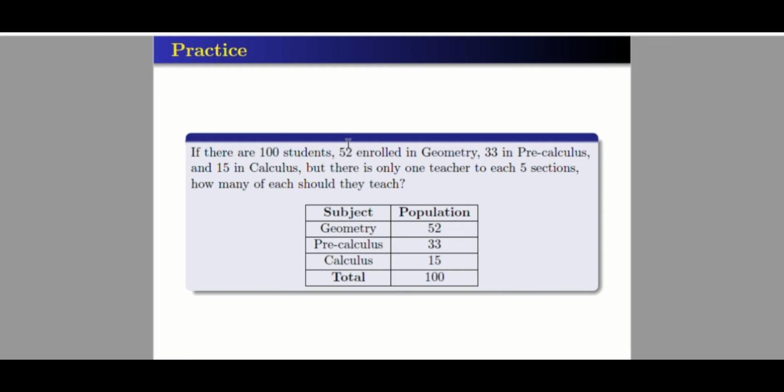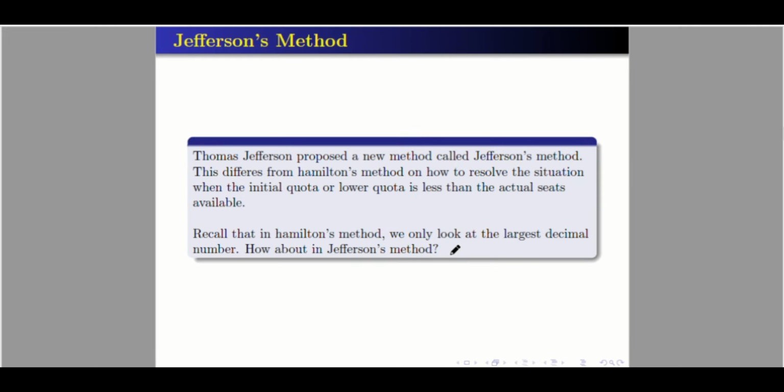Okay, you may practice this one. Jefferson's method will be our second method. Thomas Jefferson proposed a new method called Jefferson's method. This differs from Hamilton's method in how to resolve the situation when the initial quota, or the lower quota, is less than the actual seats available. Recall that in Hamilton's method, we only look at the largest decimal number. This is how we distribute the remaining seats that should be distributed.